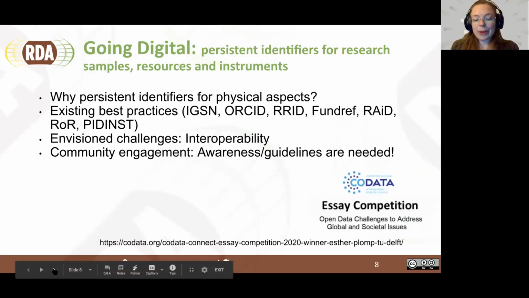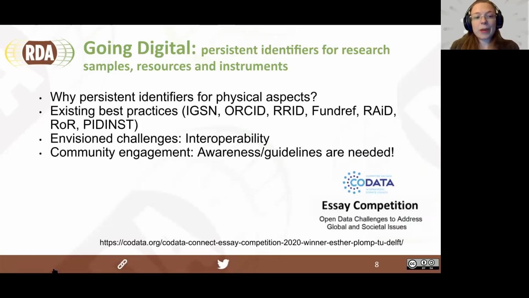And so just to briefly go over the essay, so you can go over the text yourself, but I very much focused on why we need persistent identifiers for physical aspects of research. I also named a couple of the best practices that I was aware about, but yeah, do please let me know if I missed anything. And I'm sure that after this session, I'm going to have to update the essay as well. And I also focus on the challenges that I saw, as well as a call to action for more community engagement, so that researchers are really aware of all of the facilities that are already there. And next slide.